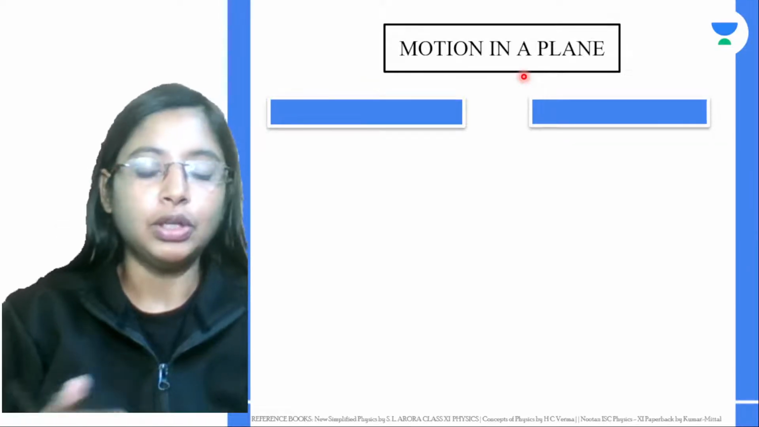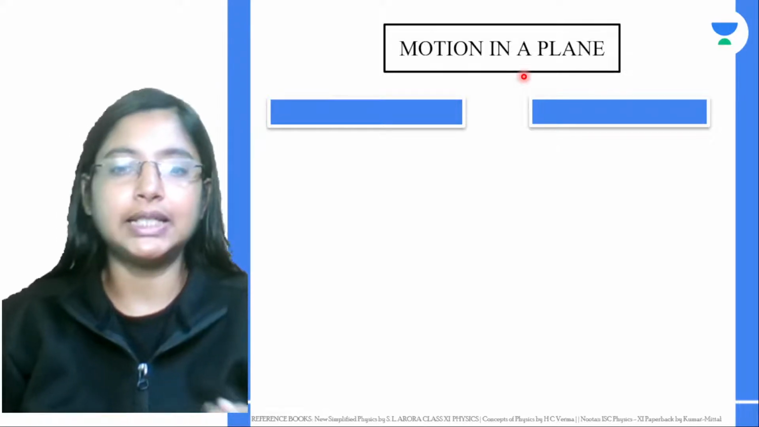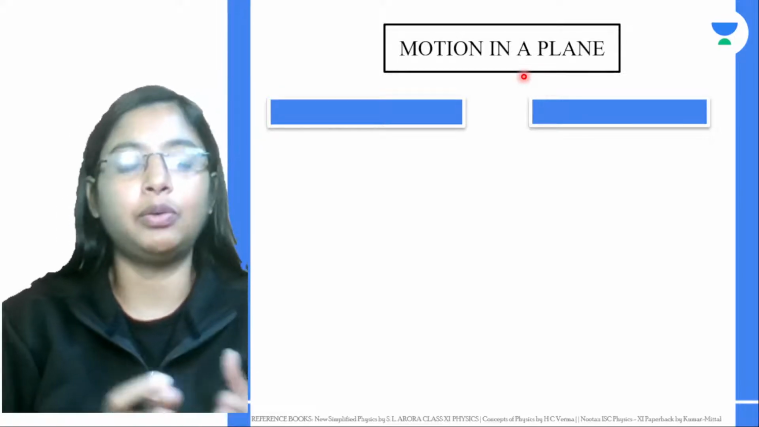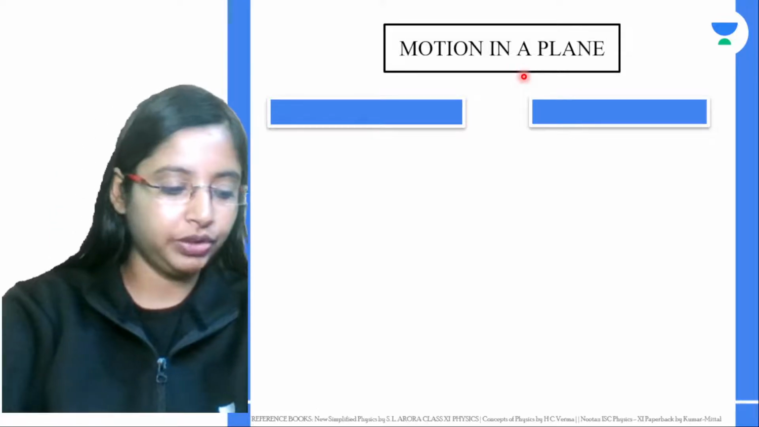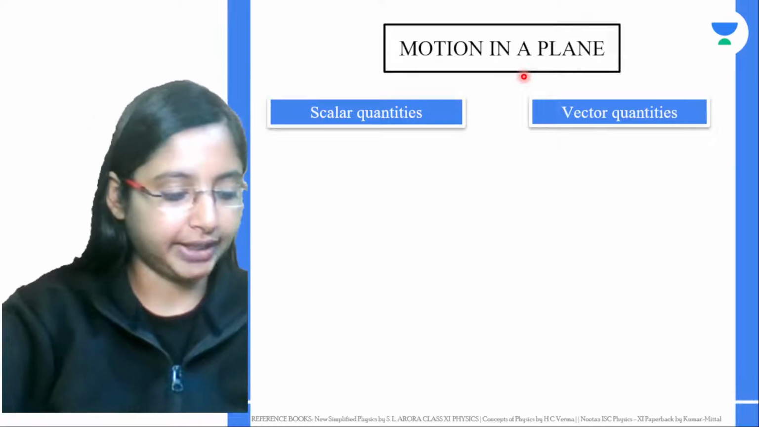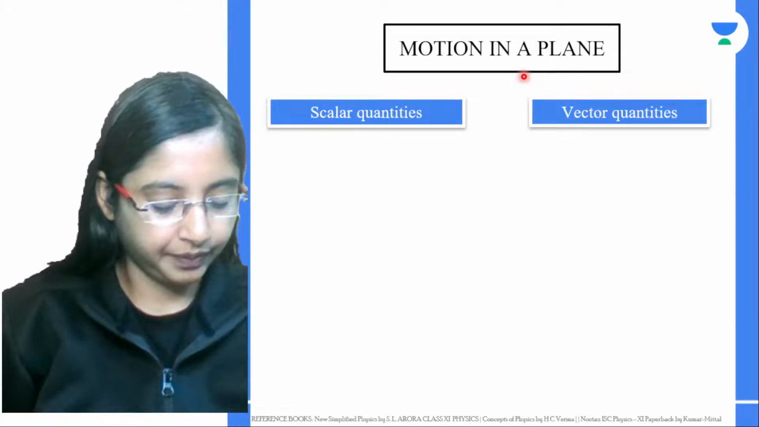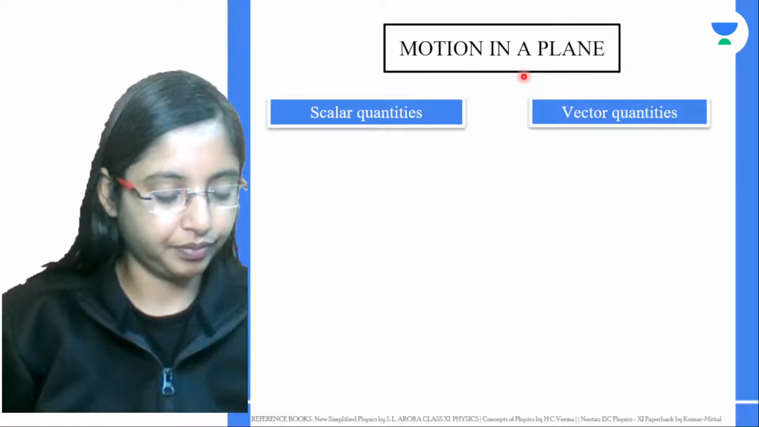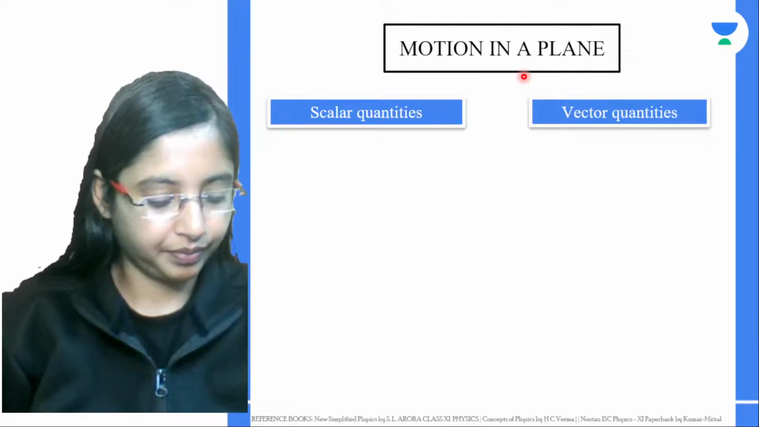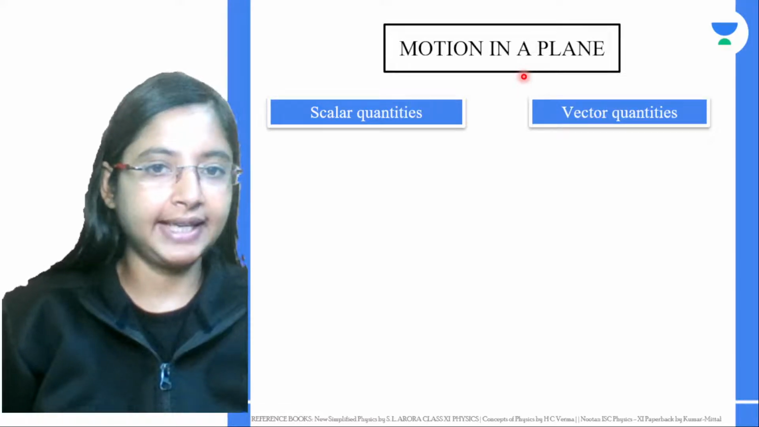All right, so motion in a plane. Before we begin, we have to understand the concept of what is a scalar and what is a vector. So what do you think is a scalar? What is a scalar quantity? What is a vector quantity? What would be a scalar quantity?